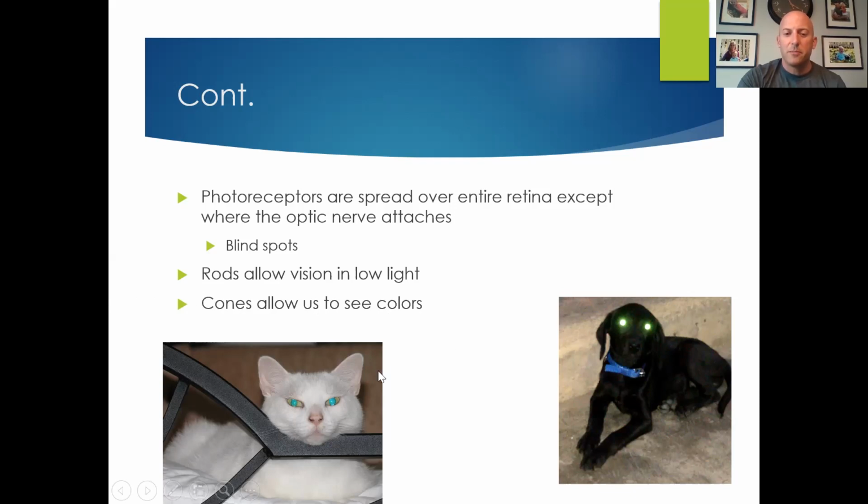These pictures are showing the tapetum that's in the back of the eye, and that is that reflective part that is going to help give a little bit more night vision to some animals. We don't have that. The cow eyeball did.